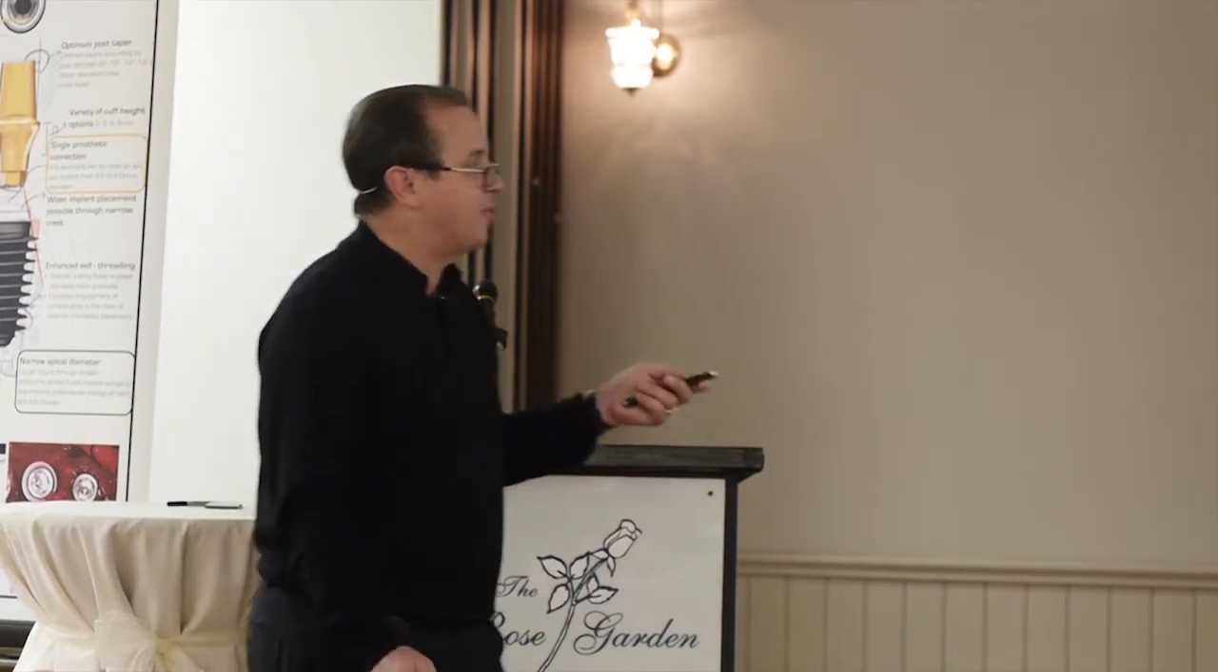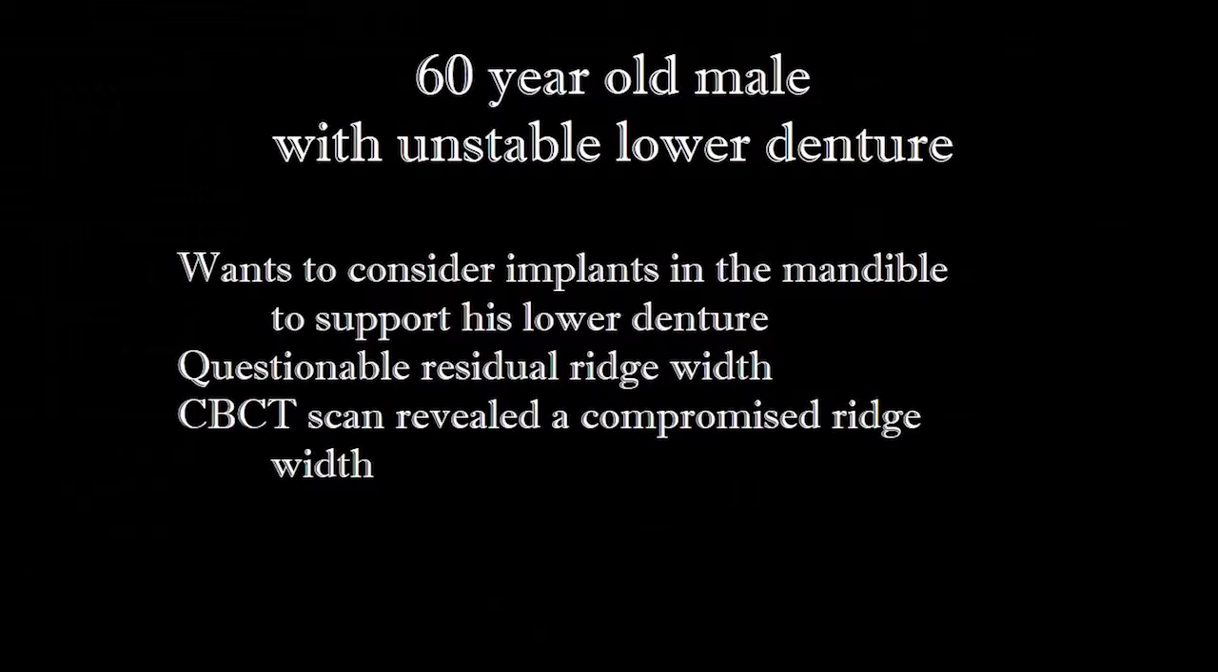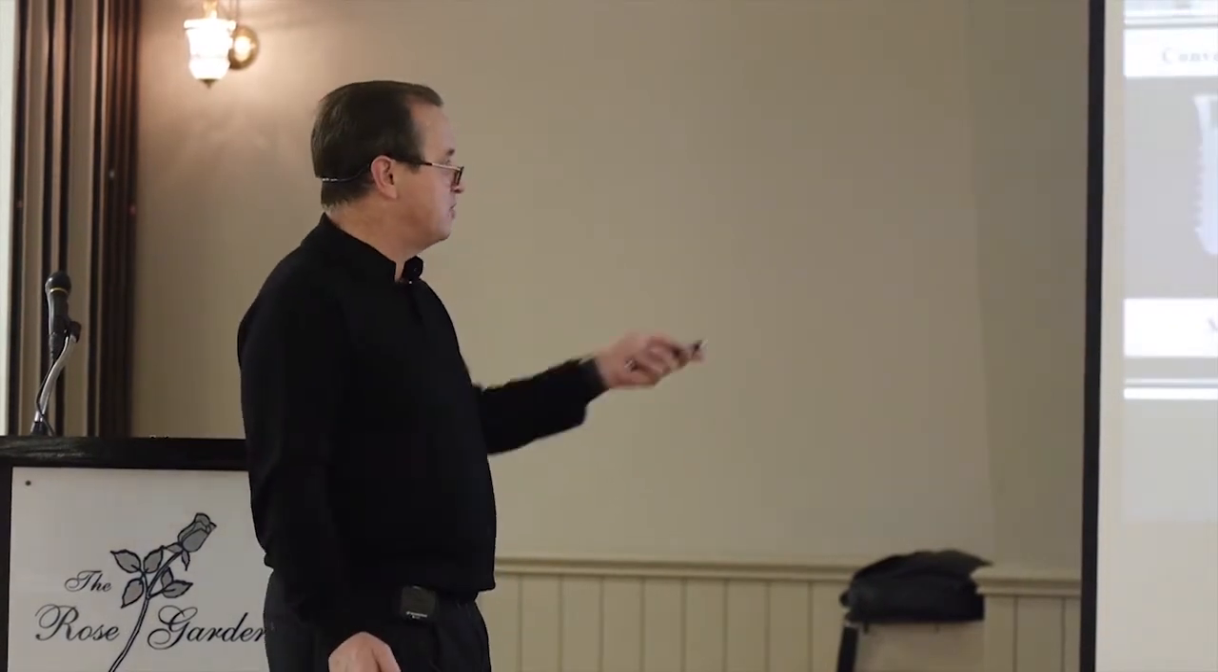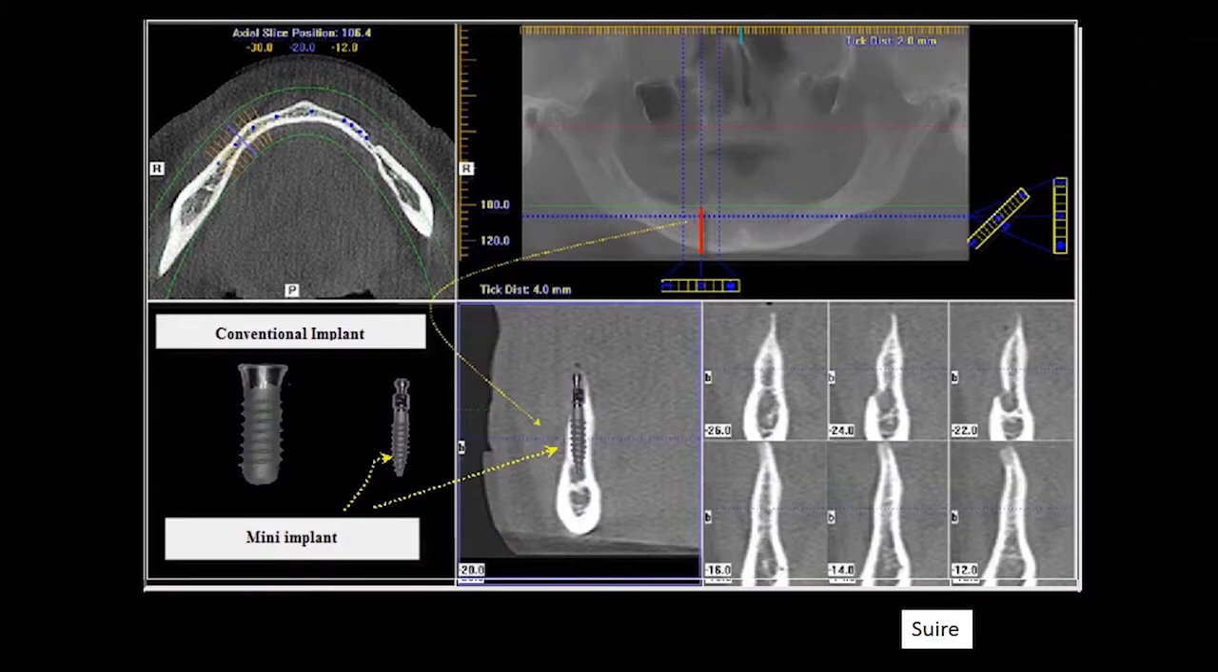So here's an example of a case, 60-year-old male, unstable lower denture. He wants to consider implants in the mandible to support his lower denture. Questionable ridge width, and the CT revealed a compromised ridge width. So I don't do a lot of mini implants, but this is a case where we did, because we didn't have much of a choice. This guy doesn't look like he would have a mandible that thin, but the truth of the matter is we can't use this. This is not going to fit.